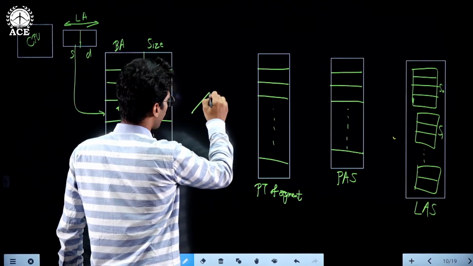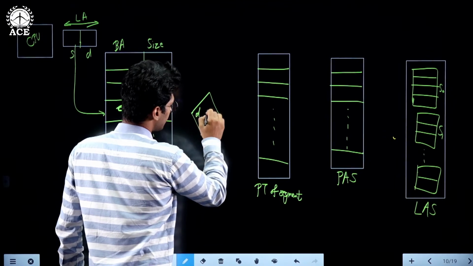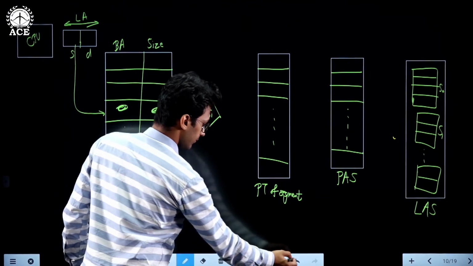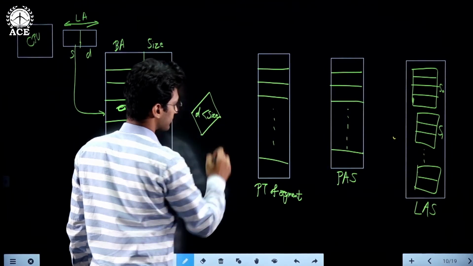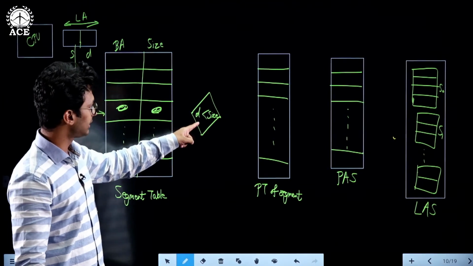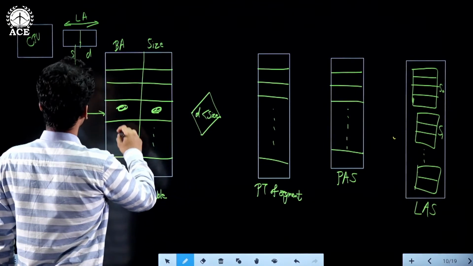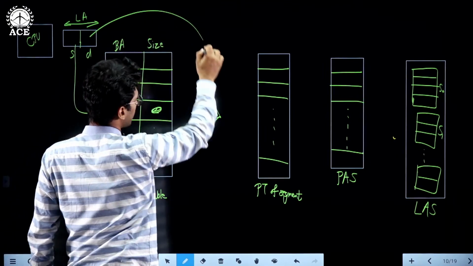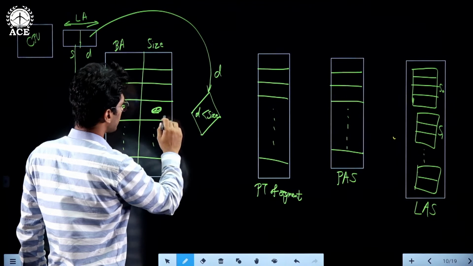If you observe this one, what will we do? Same thing only. See, if D is less than size, if that segment offset is less than size, is it visible? If that segment offset is less than size, what will we do? We'll continue further execution. We got D from here, and we got this one.